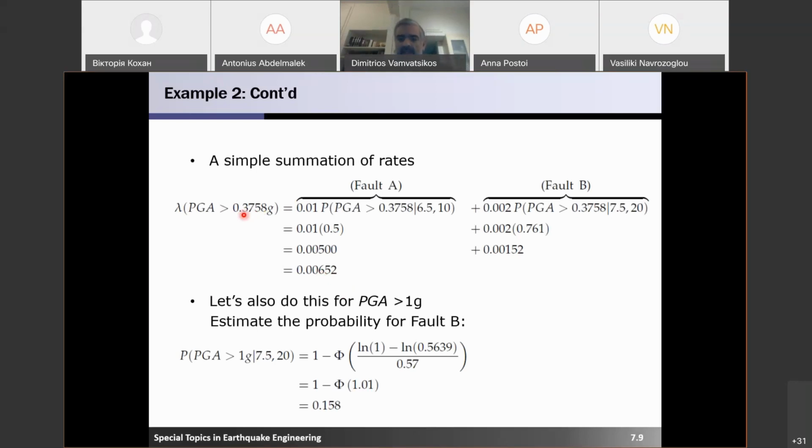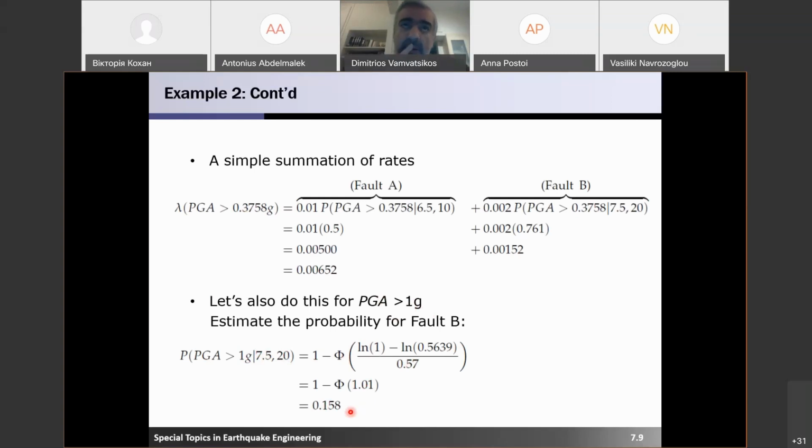Now, let's repeat this again for the PGA of 1G, or let's say the PGA of exceeding 1G in reality. We have the values for fault A. Let's do it also for fault B. It's just a straight up application again of the log normal distribution, super easy. PGA greater than 1, again, given the scenario B, 7.5 and 20 kilometers. And you just take 1 minus the CDF, and you get about 0.60.